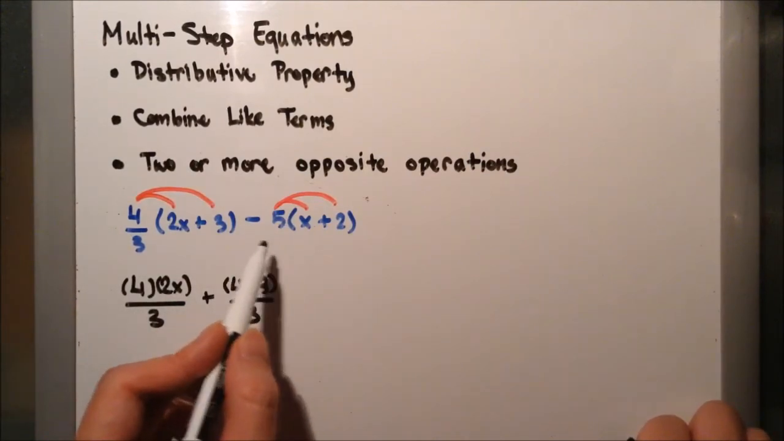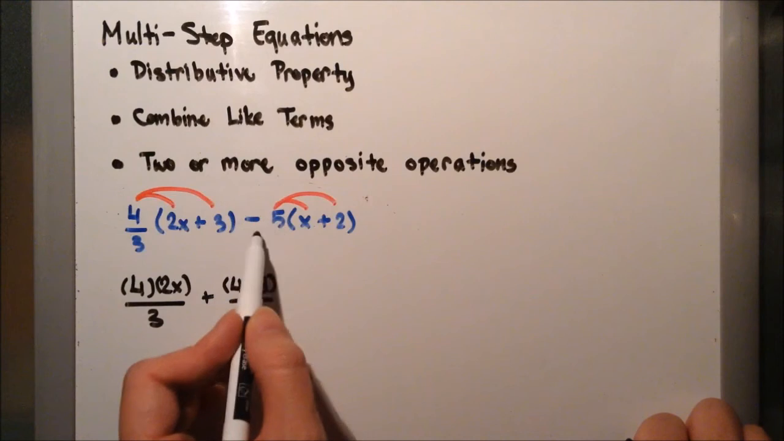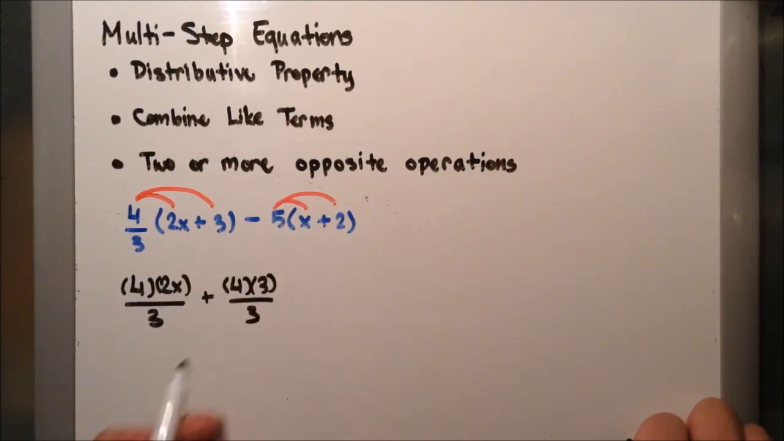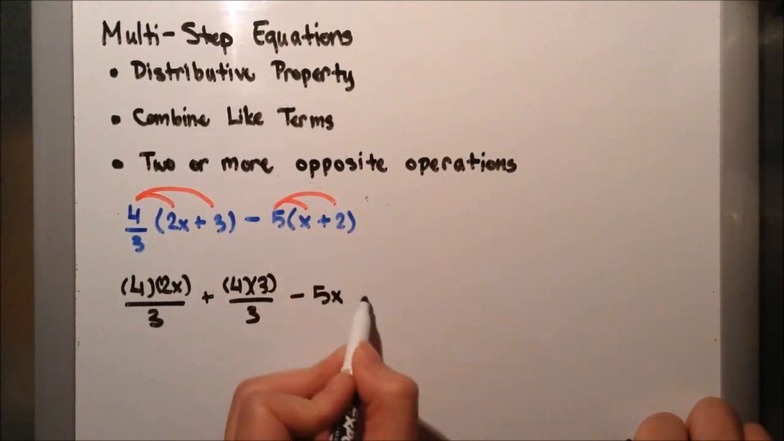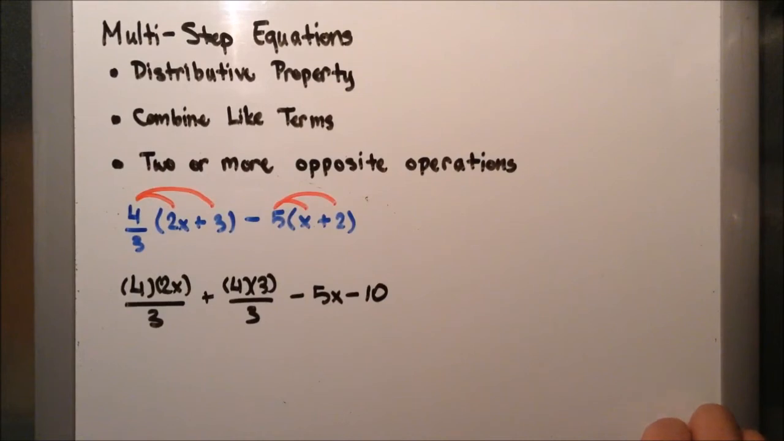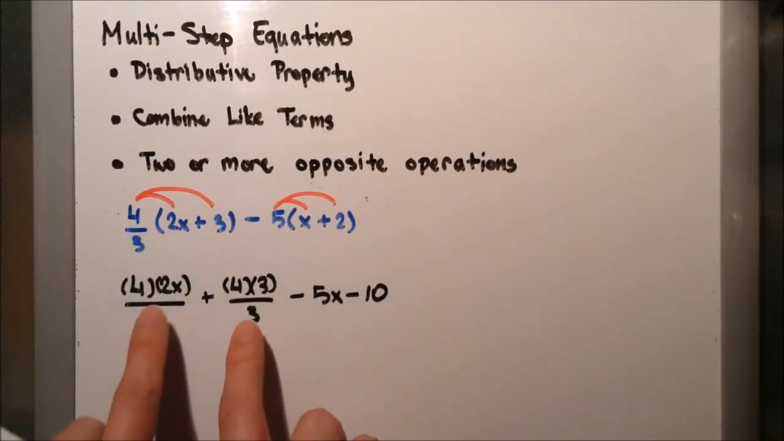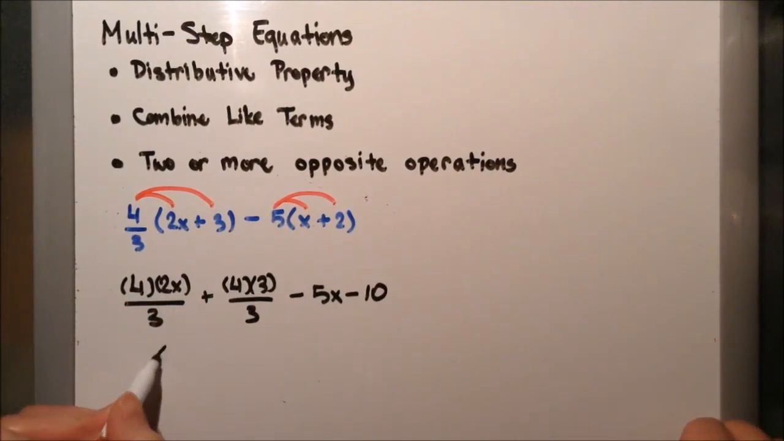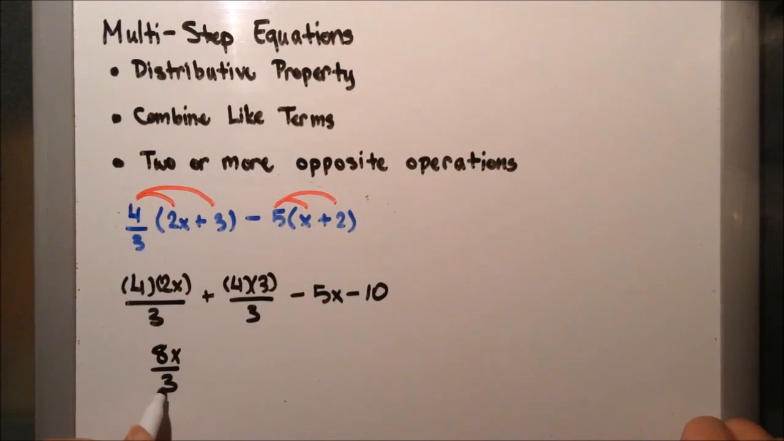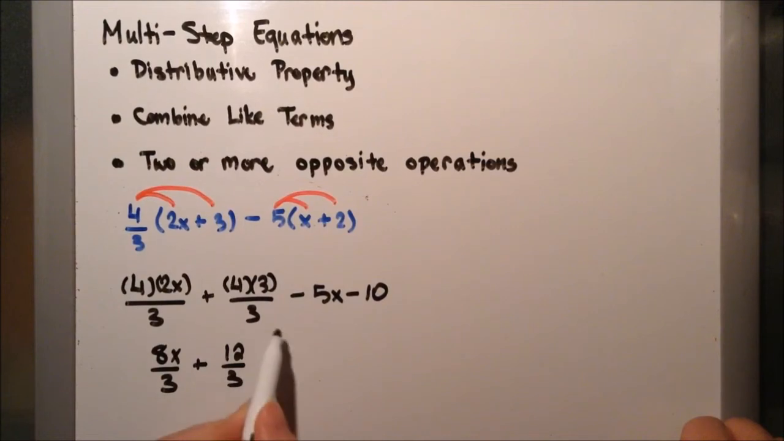Now I'm going to do the same thing with the negative 5. Now it's minus 5, so we're going to count it as a negative 5. Negative 5 times x will be negative 5x. Negative 5 times positive 2 will be negative 10. Next, we're going to simplify the numerator of the fraction. So 4 times 3 is 12. So 4 times 2x, that's going to be 8x over 3. And over here, 4 times 3 is 12, so I'm going to write plus 12 over 3. Then bring down the rest, so minus 5x minus 10.